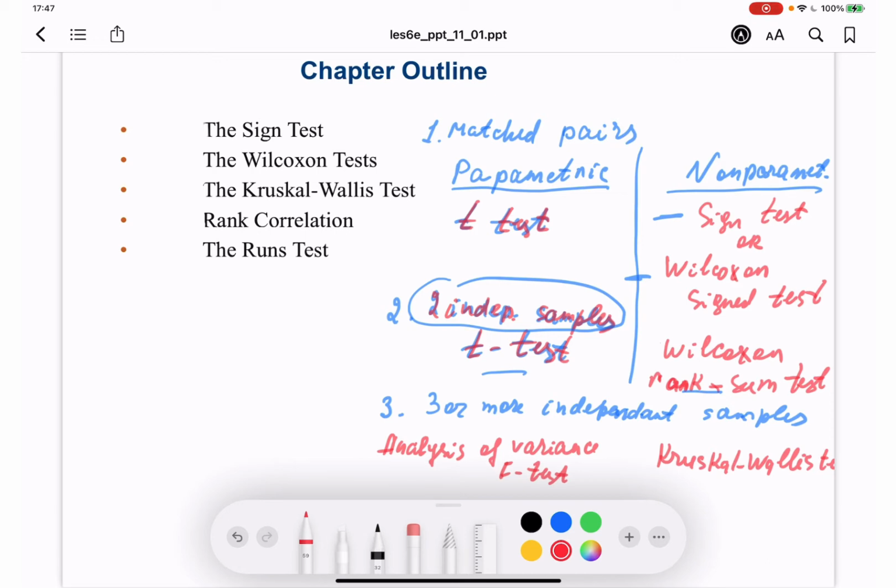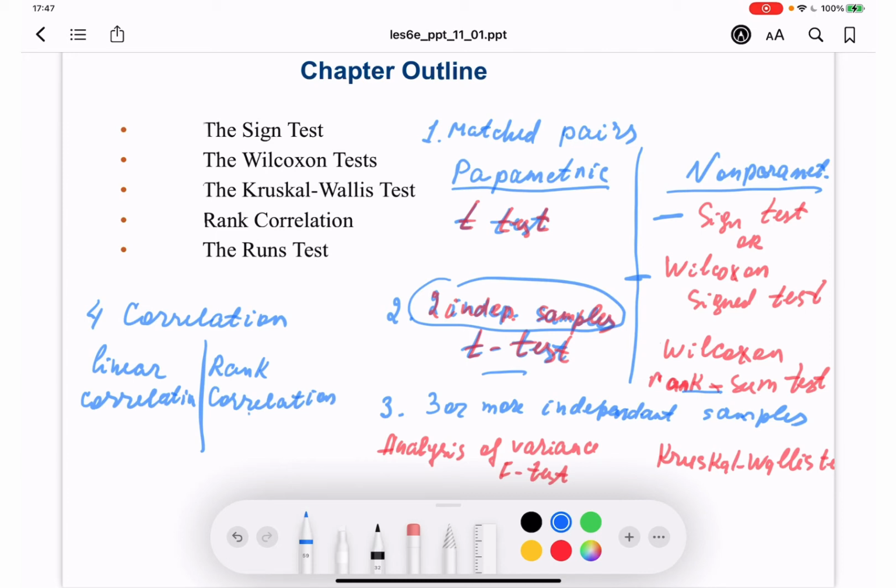Okay. And lastly, number 4, again parametric and non-parametric. When we have correlation, for parametric we are going to use linear correlation. For non-parametric, we are going to use the rank correlation test. I would highly recommend writing this down and keeping it. In higher-level, specialized subjects, you might need all this to know which method to apply and when.